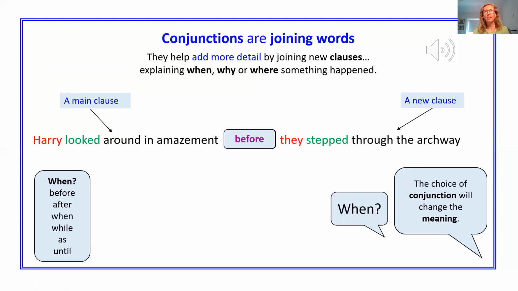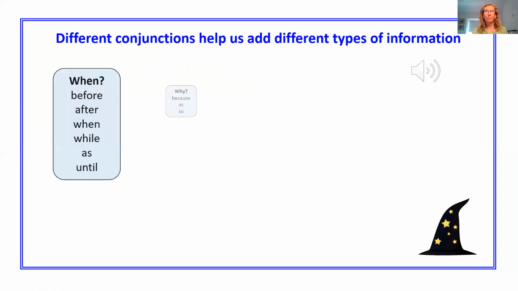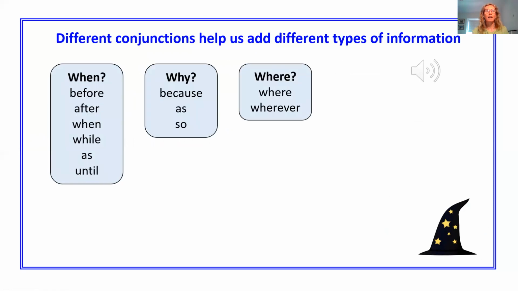Right, let's have a look at this sentence with some different conjunctions. Harry looked around in amazement before they stepped through the archway. Harry looked around in amazement until they stepped through the archway. So you can see how those words change the meaning of the sentence. So different conjunctions help us to add different types of information. They can ask the question when. The conjunctions can ask the question why, or they can ask where.